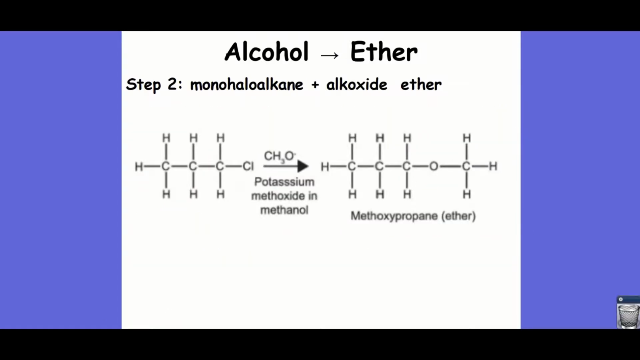That alkoxy group then behaves like a nucleophile, it is a nucleophile, and attacks the carbon in our polar carbon to halogen bond, which then kicks off the chlorine. Remembering all the time, because I'm harping on about this, the reason it attacks that carbon is because that is a polar bond and that is susceptible to nucleophilic attack.